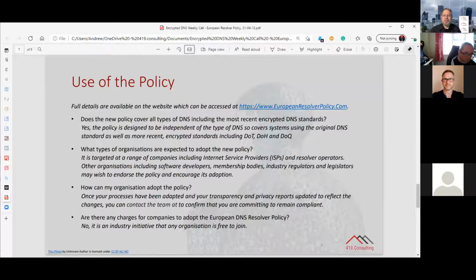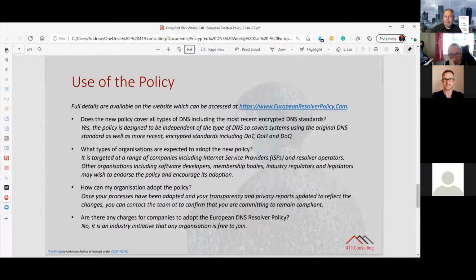It's largely suited to resolver operators, be they standalone resolver operators, ISPs, or others. So from the point of view of adoption of the policy, but there's certainly no restriction on other organizations that have an interest in this area endorsing the policy, and I've given some examples on the slide there. In terms of how to do that, pretty straightforward. It's just to have a look at the policy, confirm that you're compliant with it, and then I'll make sure that the website is updated to include the details of the organisation on it.